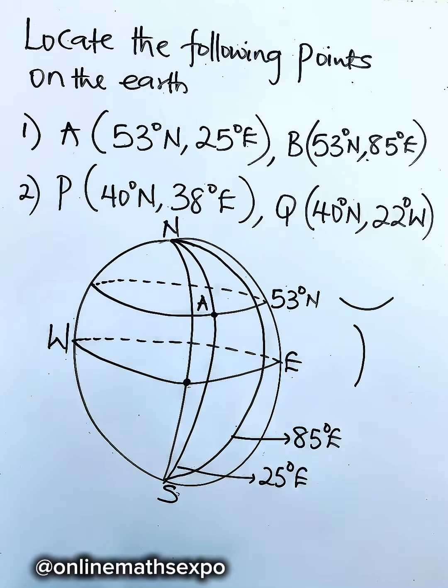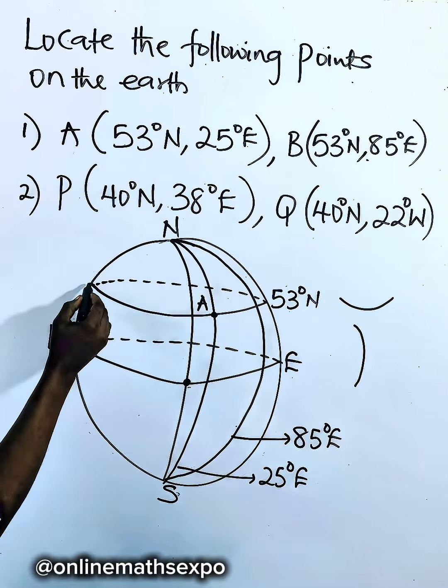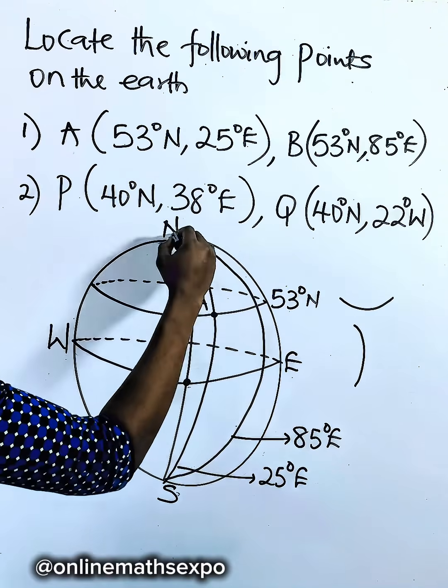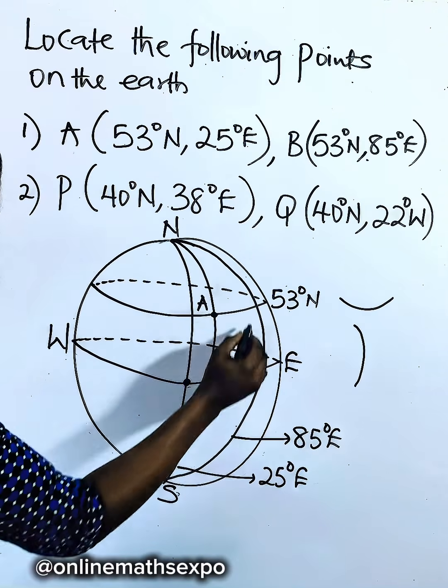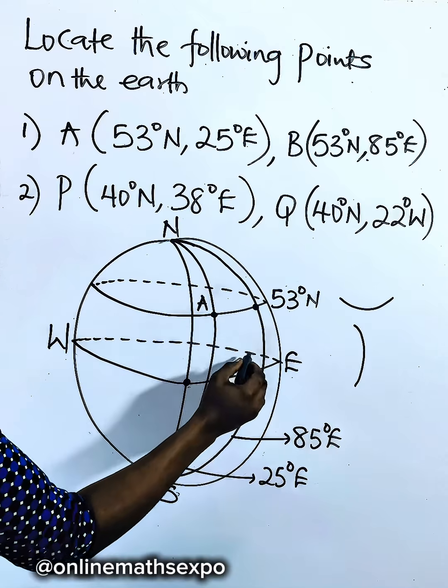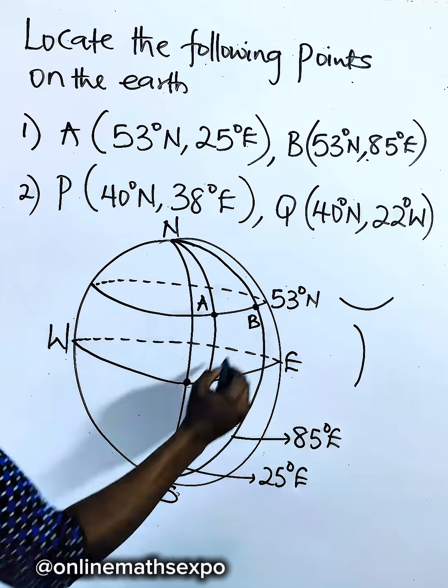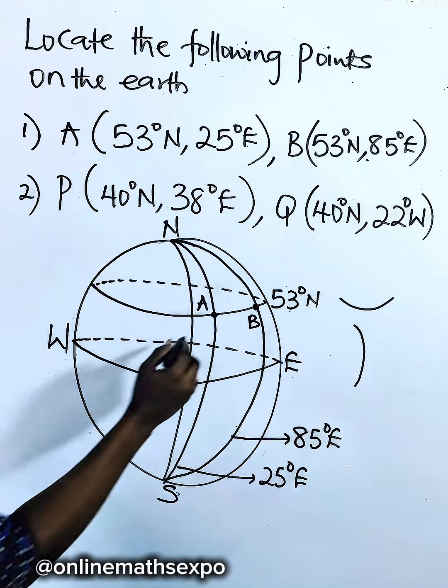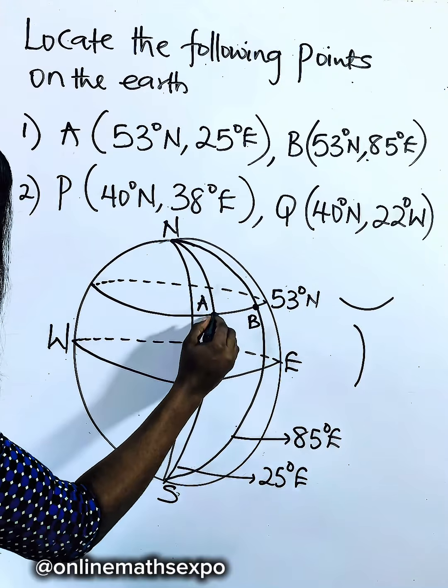So how do I locate point B? Where this 53 north and the 85 degrees east come in contact, you see that is this point. And that is the point I have as my point B. And remember that this point here is A.